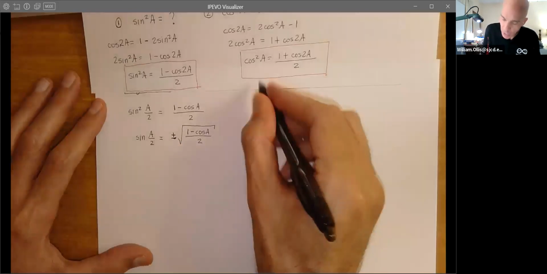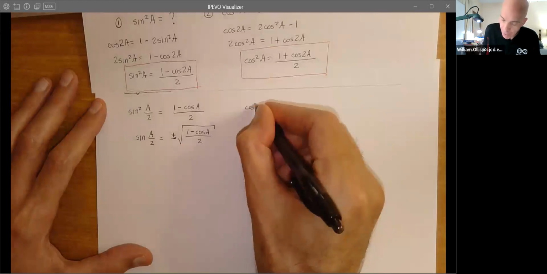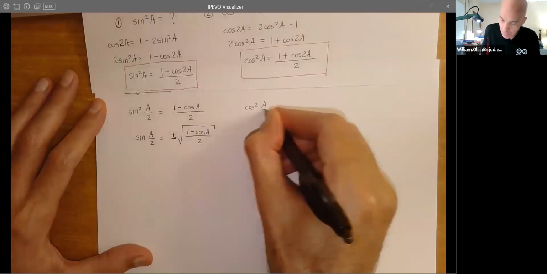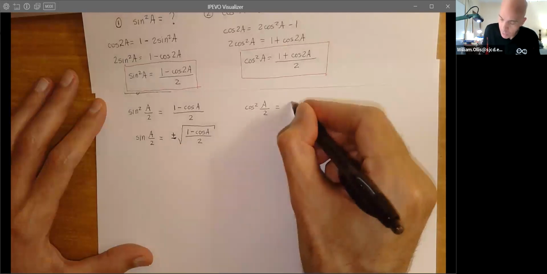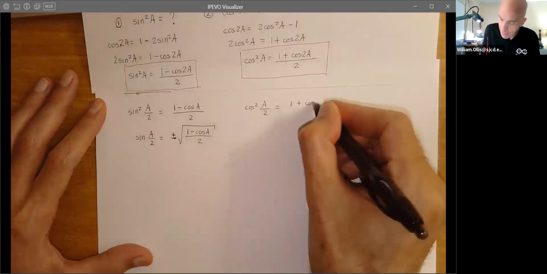Now, same here. Replace a with a over 2. Cosine squared a over 2 equals 1 plus cosine a over 2.